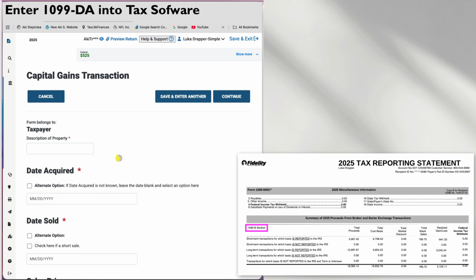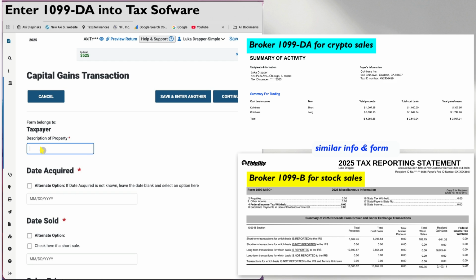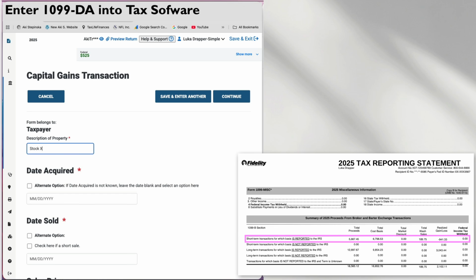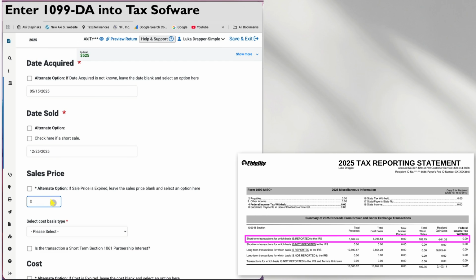Entering crypto sales is almost the same. If you compare a Fidelity 1099-B for stock sales and a Coinbase 1099-DA for crypto sales, the layout and information are very similar. Using a mock-up Fidelity statement, I will enter the stock name, date acquired, date sold, and sales price.